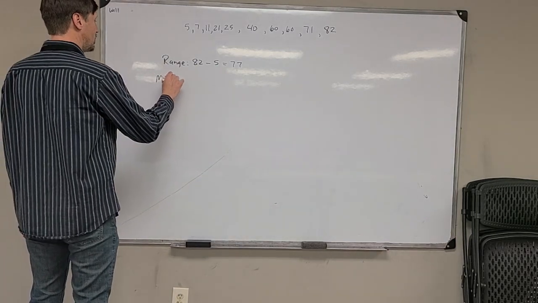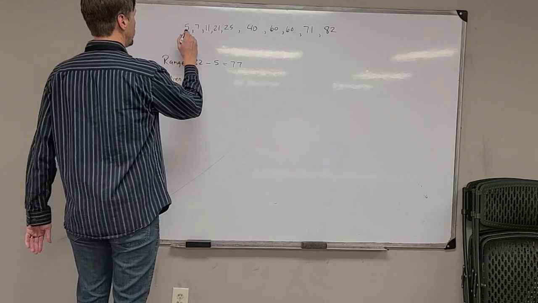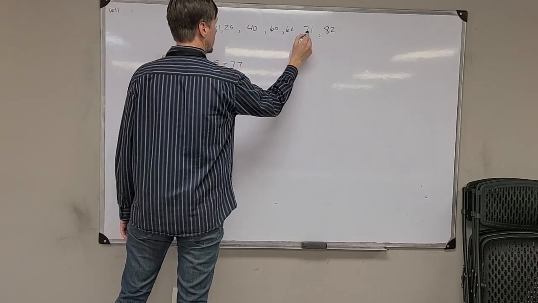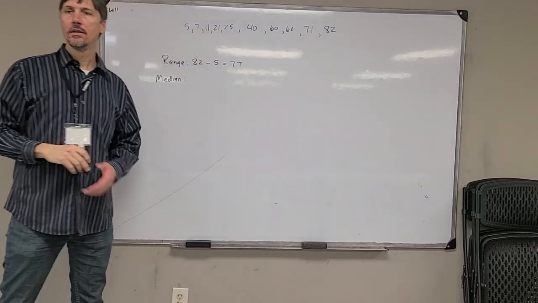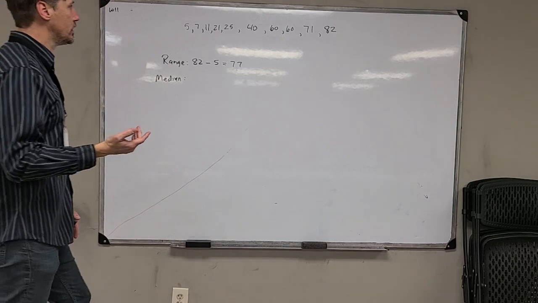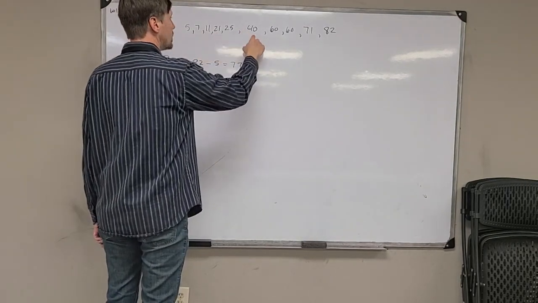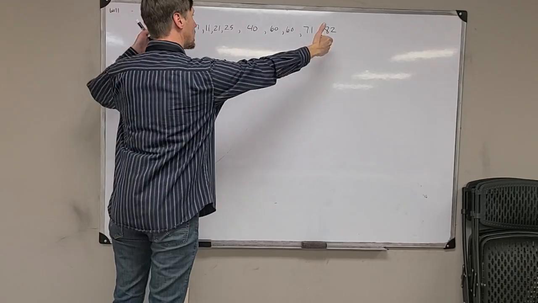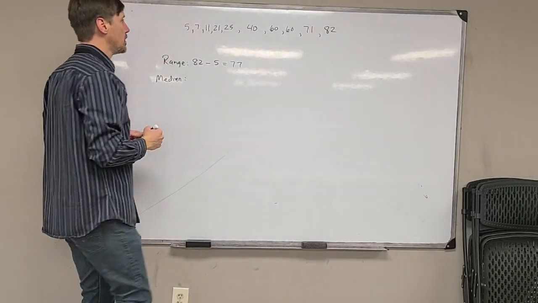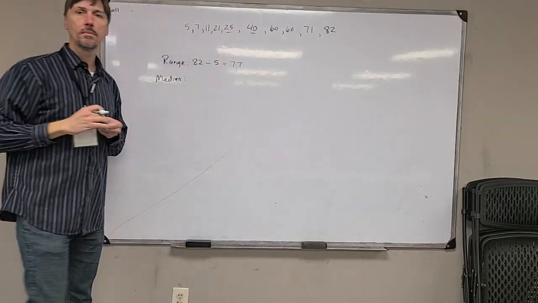It's the middle number. So when you put them in order, you count how many numbers you have. 1, 2, 3, 4, 5, 6, 7, 8, 9, 10. So I have 10. If it's an odd number, you're going to have 1 right in the center. So had I had 11, I would have counted to the 6th number. 1, 2, 3, 4, 5, 6. 40 would have been my middle number. But since I have 10, I'm going to have 2 middle numbers. So the 5th and the 6th number are going to be my middle numbers. So in this case, this number and this number will be my middle numbers.